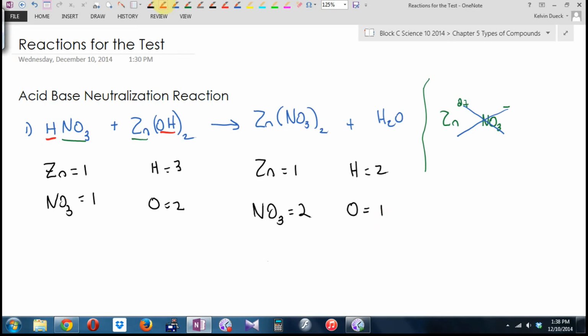Are the zincs balanced right now? Okay. How about the NO3s? So what might we do? Okay, I'm going to put a 2 right here. Now, as soon as I do that, I get 2 NO3s, but what else have I changed? What else is sitting right here, Julia? An H, so now I've got to recount these.